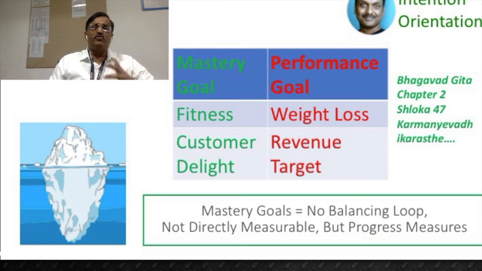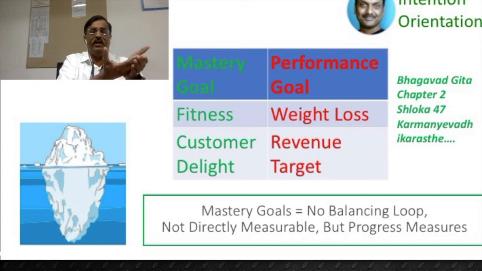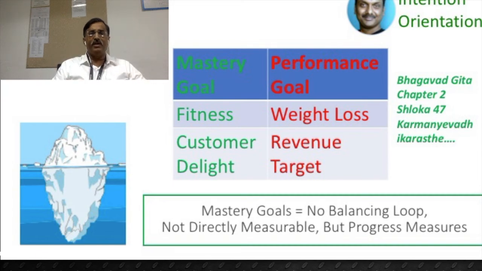Whereas on the other hand, if you've chosen fitness, which is a mastery goal, there is no end to it and you can never say I am now fit. Now, how do you differentiate between mastery and performance goals? If your goal has a direct measure, such as weight loss can be directly measured, you have a performance goal. Whereas fitness has no direct measure. There are proxy measures available, but there is no direct measure. That means it's a mastery goal. Customer delight is a mastery goal, whereas a revenue or sales target which is directly measurable is a performance goal. So if you choose mastery goals, you have no balancing loop at all.